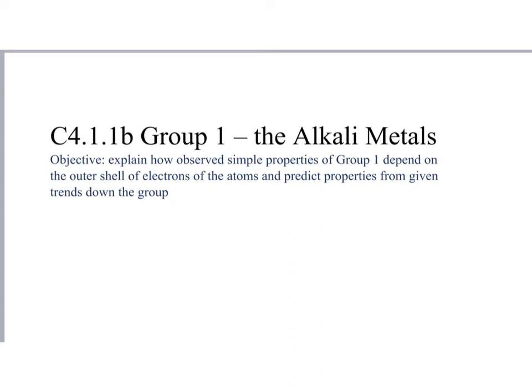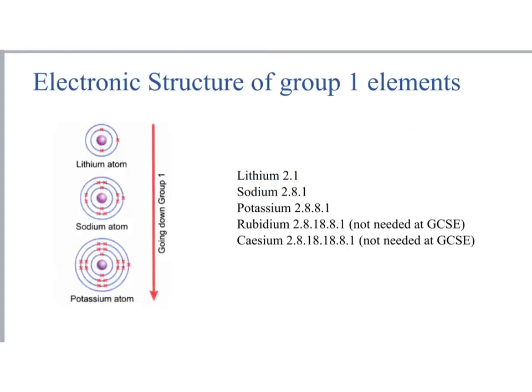This is a short video about Group 1, the alkali metals. In this video we're going to go a little bit deeper and look at why the alkali metals have the properties that they do and what it's related to. To understand the properties of elements, we have to look at their electronic structure. So we need to have a look at the electronic structure of Group 1.